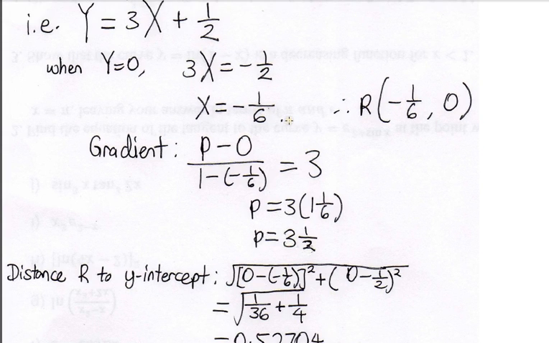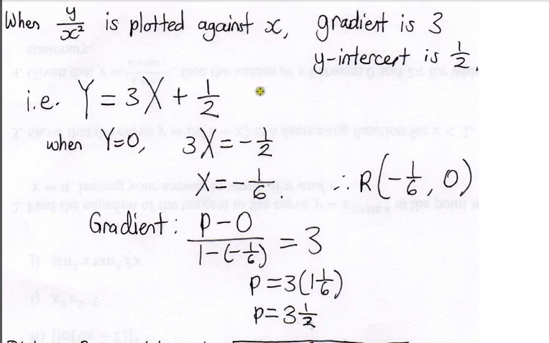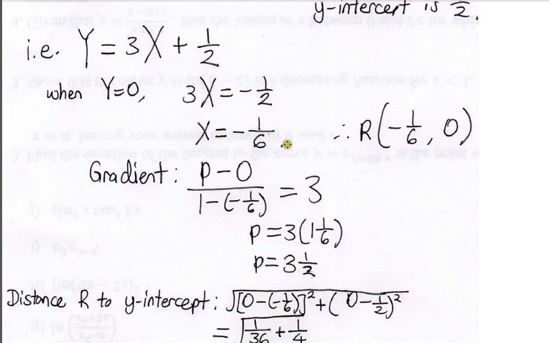Next, we can find the gradient from the given line, because we know the gradient is 3. Hence, using the coordinates as given, so p, which is the y coordinate, minus 0, which is the coordinate of R, divided by 1 minus negative 1 over 6, which should give us 3. So by solving for this, we get p equals 3 times 1 and 1 over 6, and hence the value of p is 3.5.